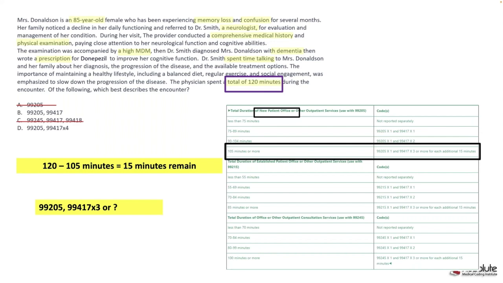So we need to go to our chart to see if we can code those additional 15 minutes. And also, we're going to eliminate A because they aren't coding for any prolonged service office visits. Also, look at C. C's coding for the office visit, the prolonged office visit, and the prolonged inpatient visit as well.